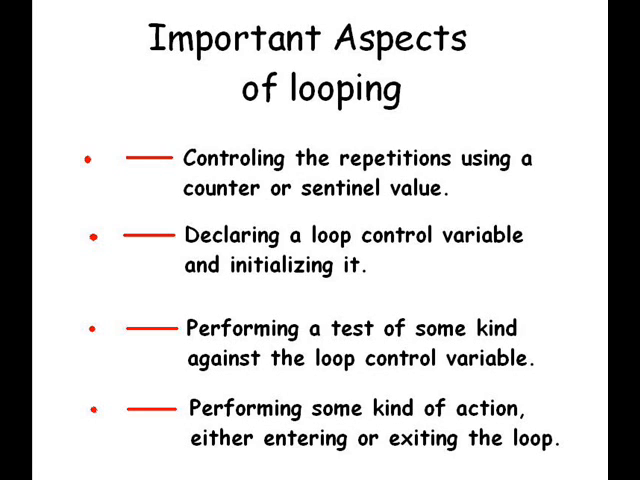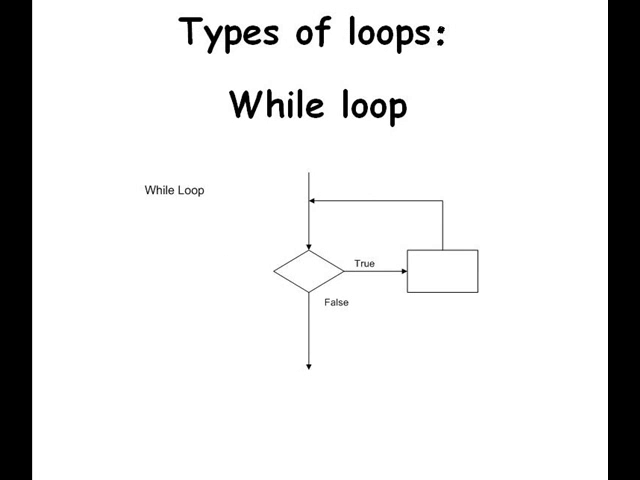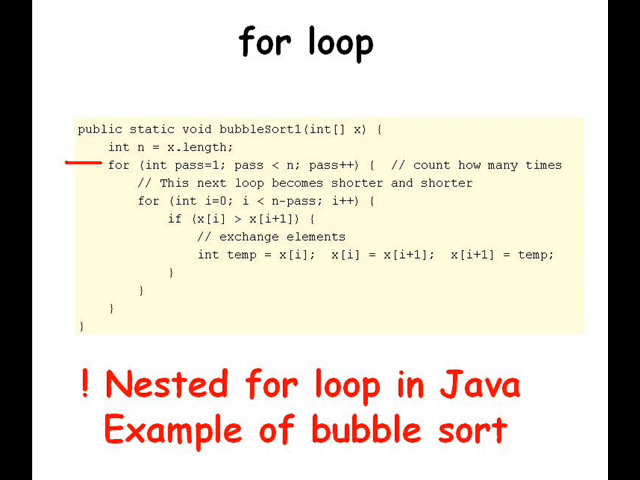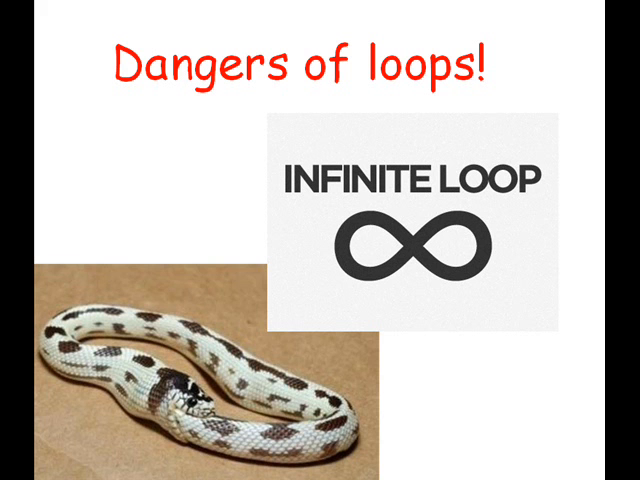What are the different types of loops? Well, you have the while loop, you have the do while loop, and you have the for loop. And lastly, some of the dangers that loops pose include not having the loop work at all, or never exiting the loop, hence the term infinite loop. So those are some important things about loops. Here are some examples.